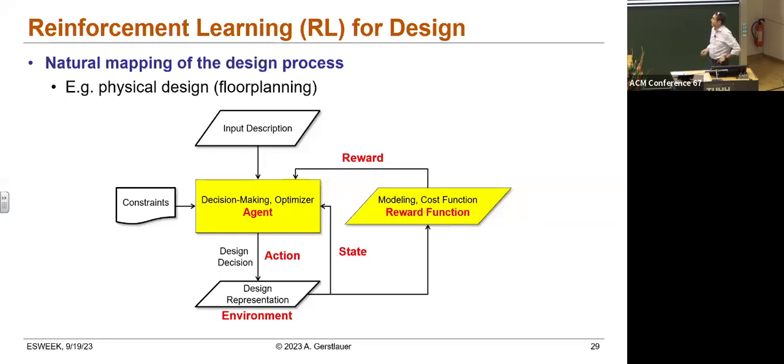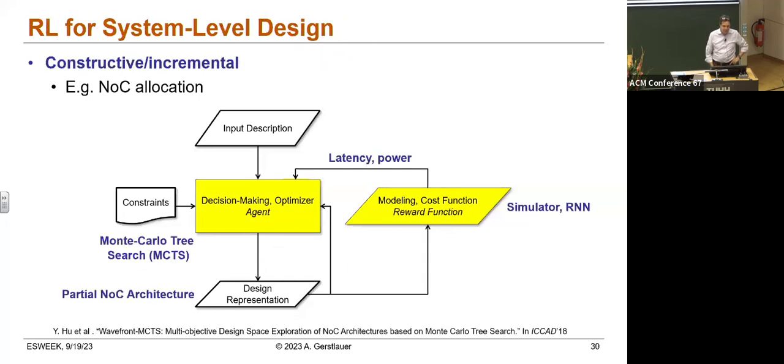This has been successfully done at the physical design level. There's a lot of traction there, where people have used RL agents to do floor planning and other things, but the work at system level is much more limited. I just want to give some examples of work that I know of. You can formulate this as a constructive problem. In the constructive case, your design representation is a partial architecture representation. And then you gradually make decisions of allocating more and more components, and you go through this process.